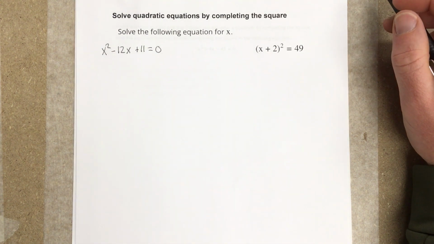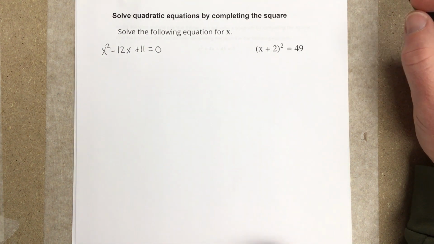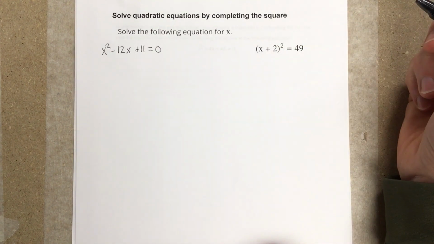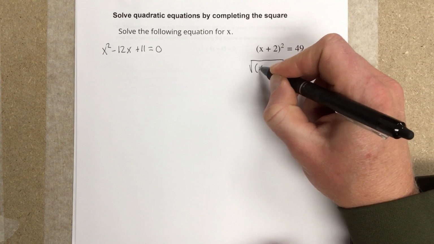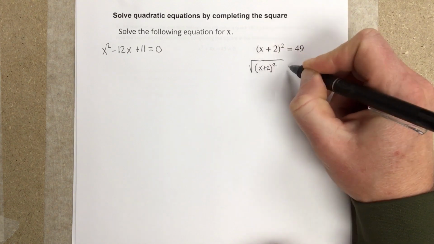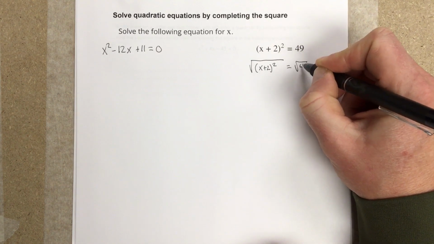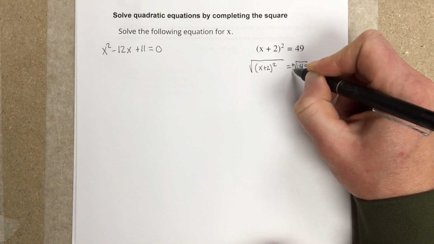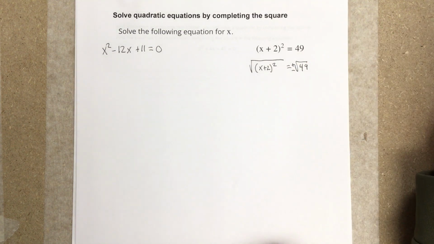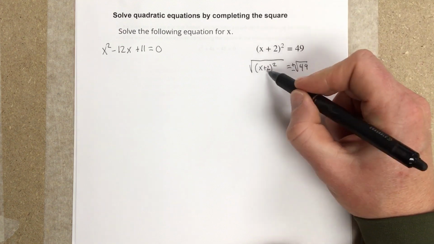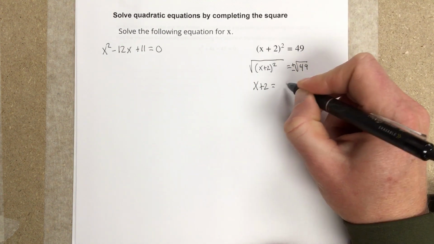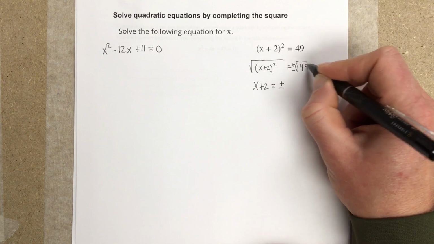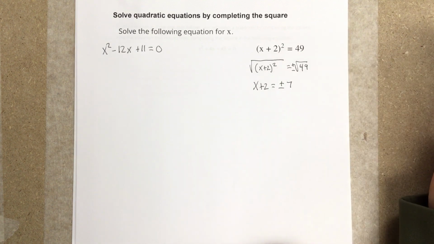Now, because the whole left side of the equation is squared, we can start solving this problem by square rooting each side. I'm going to take the square root of (x + 2)² and the square root of 49. But when I do that, it's plus and minus the square root of 49. The square root of (x + 2)² is just x + 2, equals plus and minus, what's the root of 49? That would be 7.